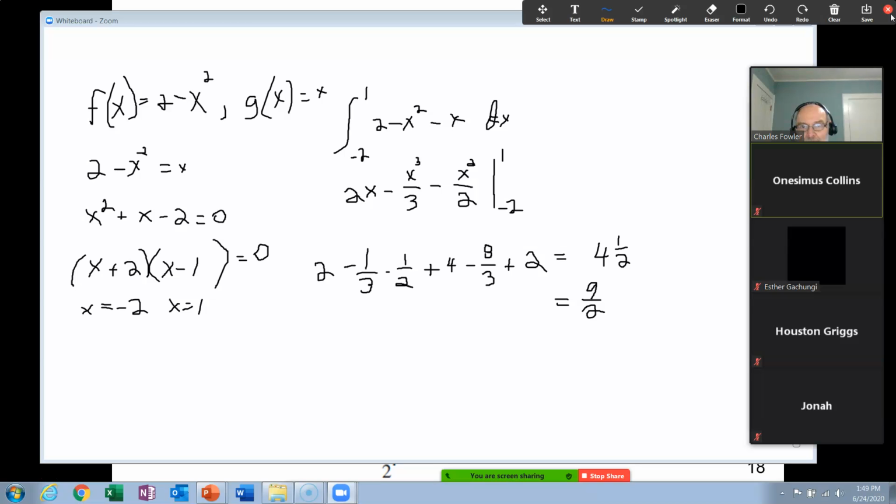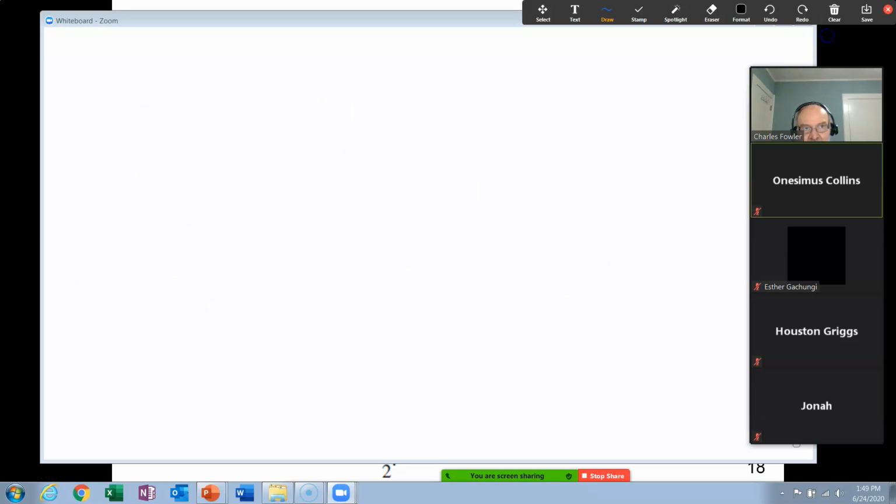Okay, so let's clear the screen. Anyone need that any longer? That was the previous problem. Let's do example 3, bottom part of page 446.